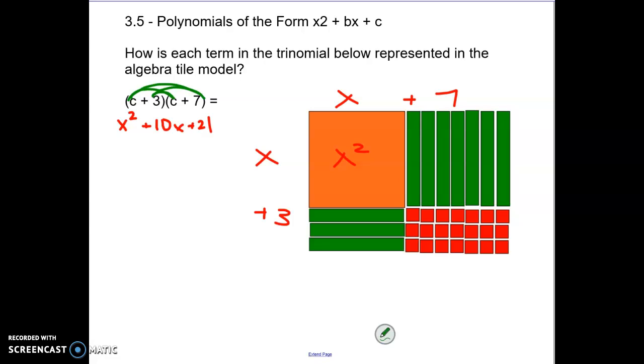Alright, we're getting here to polynomials of the form x squared plus bx plus c, and we're going to start talking about how the side lengths of a triangle are related to the area of a triangle. Remember that area is length times width, so if we multiply these two pieces together, we get an x squared, 7 x's, and 21 ones.